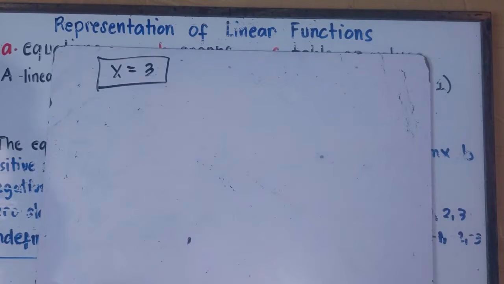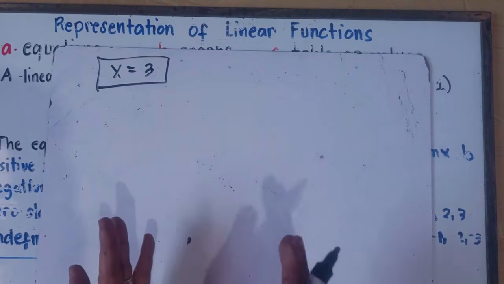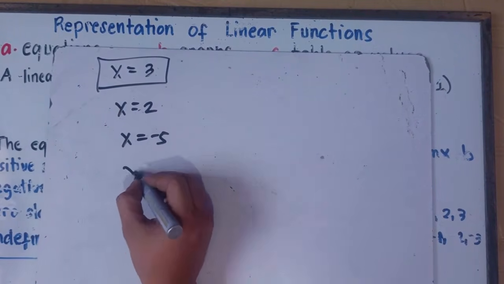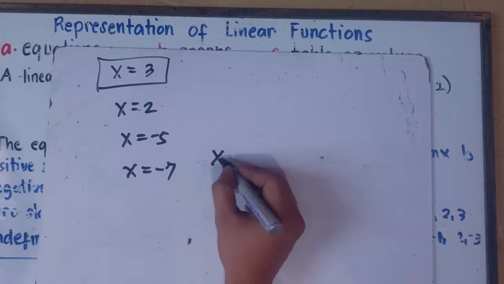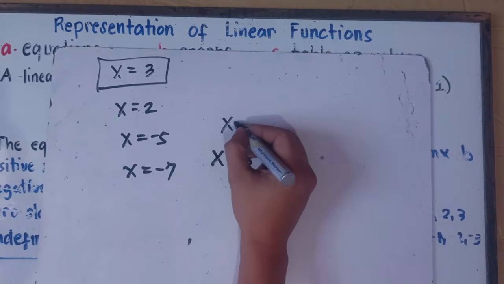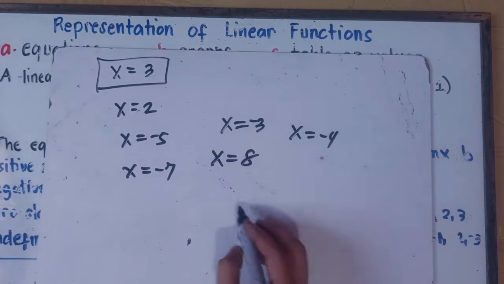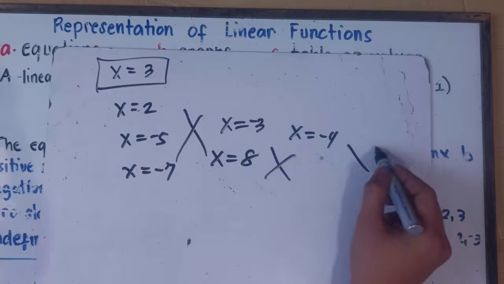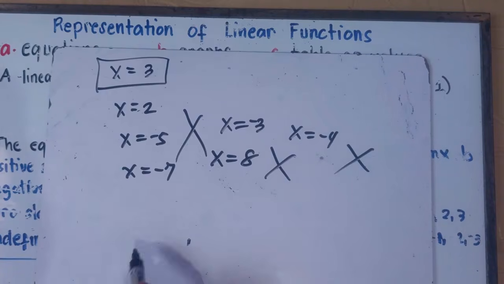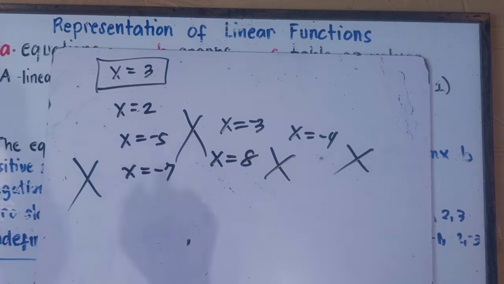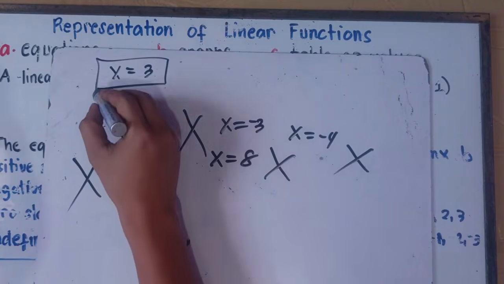If you have a given example like this, x equals 2, x equals negative 5, x equals negative 7, x equals positive 8, x equals 3 or negative 3, x equals negative 4, automatically, class, this will not be a linear function. Why is that, sir? Let me just explain this one, class. Let's graph this one.